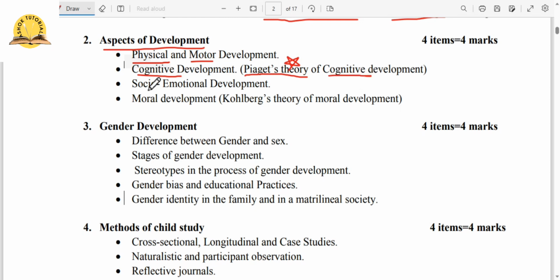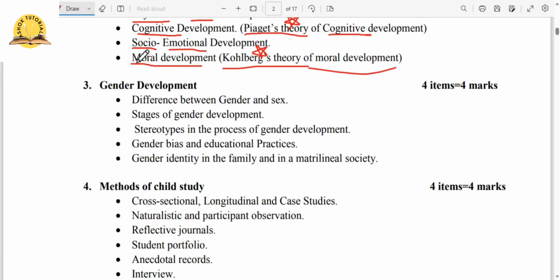Then we will discuss socio-emotional development, social development, emotional development, right? Then moral development. See, as I have explained to you in paper 1, this is quite similar. However, here the things are given in detail. In paper 1, it is just briefly given. So here also there is one important name of the educationist, that is Kohlberg's theory of moral development. So these two names, please try to remember by heart: Kohlberg and Piaget. All right, Piaget and Kohlberg. And this particular unit, this unit 2, will be for how many marks? 4 marks. All right.